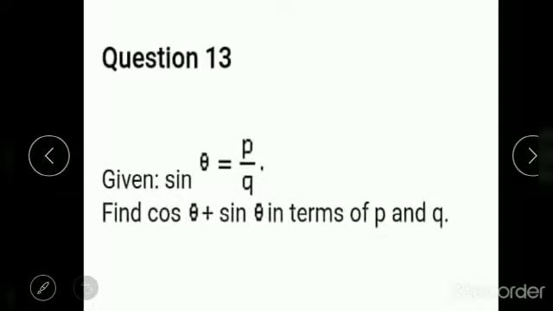Okay, given sin theta is equal to p by q. Find cos theta plus sin theta in terms of p and q. So it is not given in numbers, it is given with variables, right? So p divided by q is given. Okay, so you have to find out cos theta plus sin theta in terms of p and q.